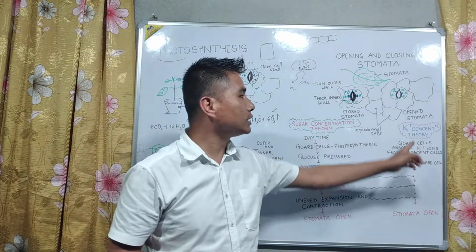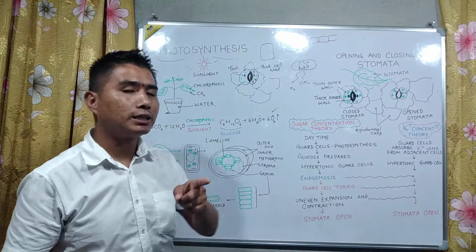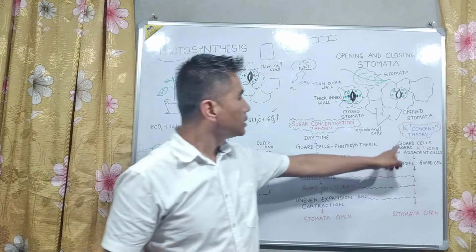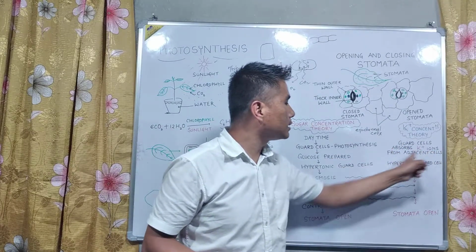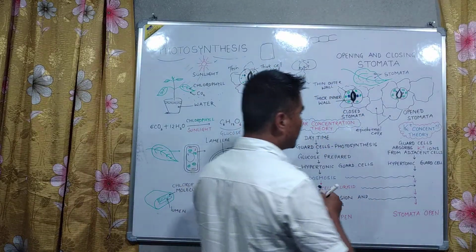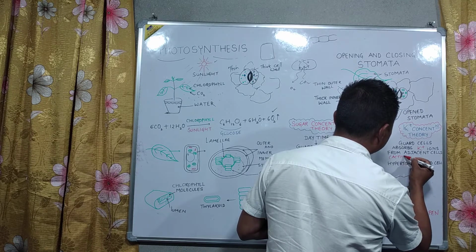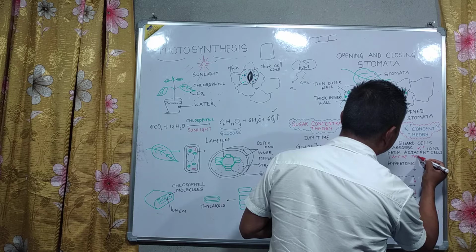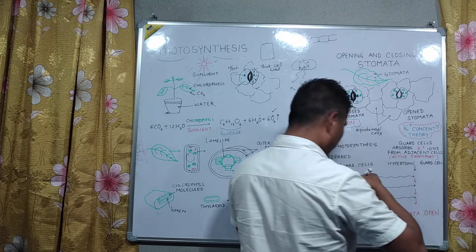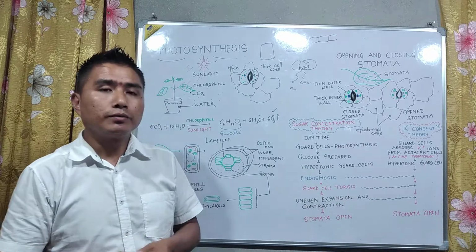Now another theory that we have is the potassium ion concentration theory, which we have already studied in absorption by root, that is active transport. Here, guard cells absorb potassium ion from adjacent cells with the help of energy. Here, I forgot to write, that is active transport. Let me open a bracket here. Active transport, which is known as what? Active transport.